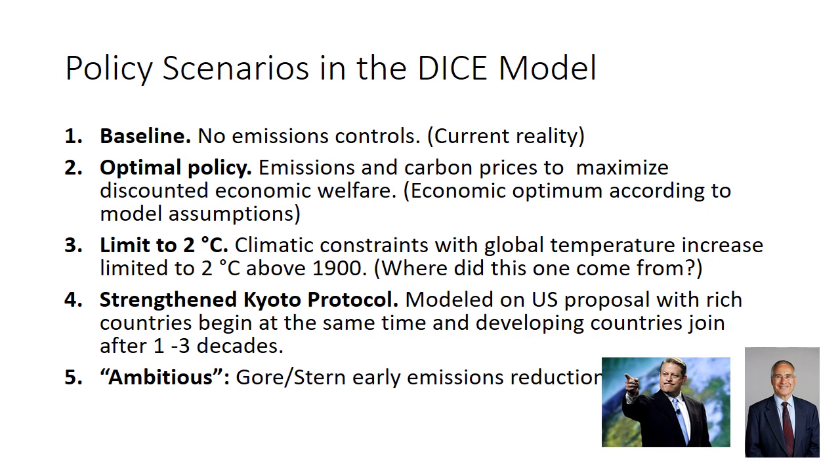Number 4 is strengthen Kyoto Protocol. So this would be modeled on the U.S. proposal in the Kyoto Protocol, with rich countries beginning at the same time and developing countries joining after 1 to 3 decades. So rich countries reduce their emissions at the beginning of the model and developing countries join later on. And then we have an ambitious policy, which was Al Gore's and Stern's, who is basically the British equivalent of Al Gore, with early emissions reduction. So this is a little stronger than the Kyoto Protocol.